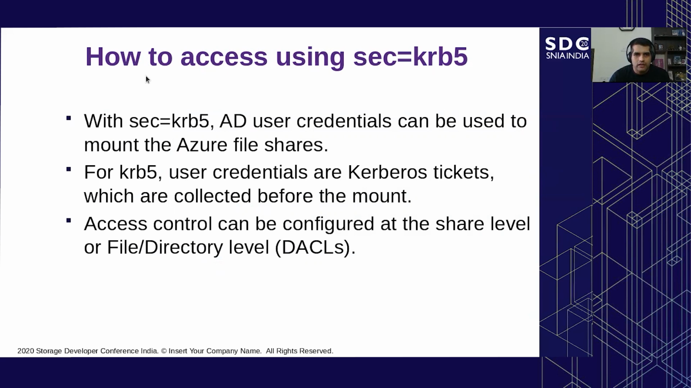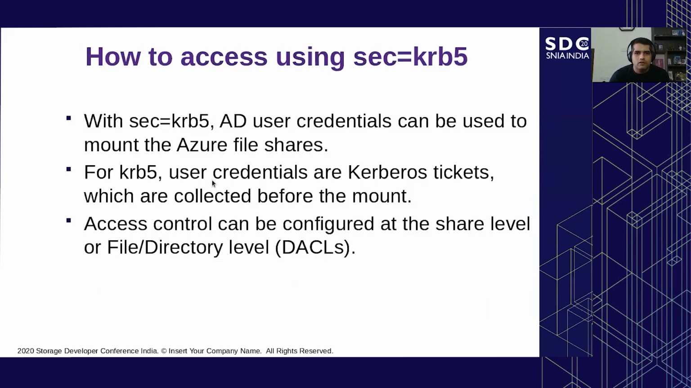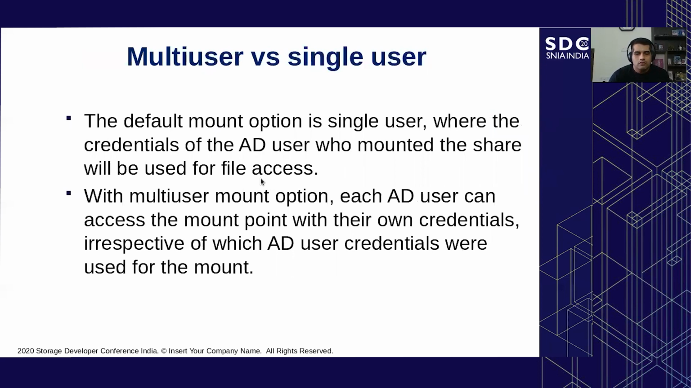In order to access an Azure file share using Kerberos, what you need are Kerberos credentials. In the previous slide, whatever the klist command gave you as output are nothing but Kerberos credentials. These are called Kerberos tickets. These credentials can be used by the server to identify the user that is accessing the file share. Further access control can be configured both at the file share level as well as the file or directory level using ACLs.